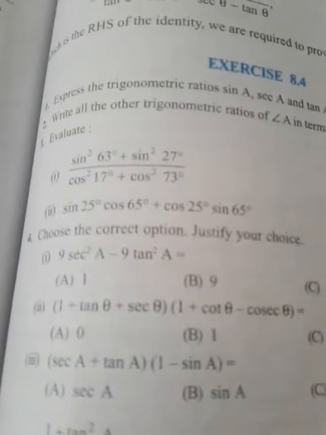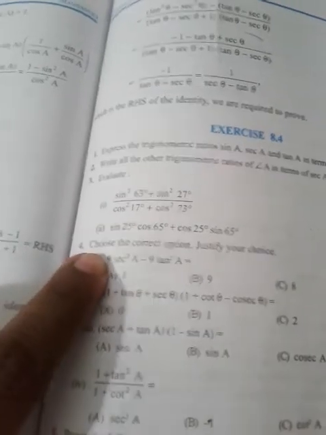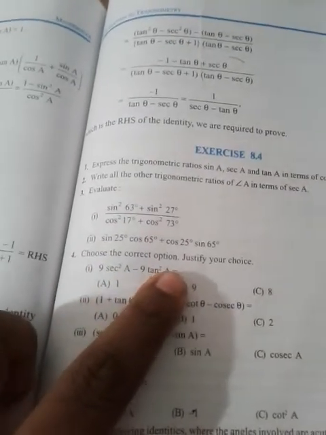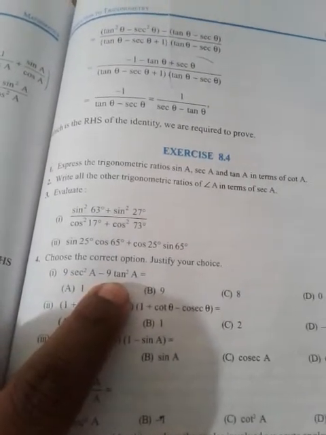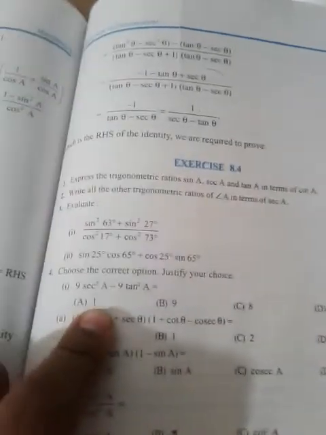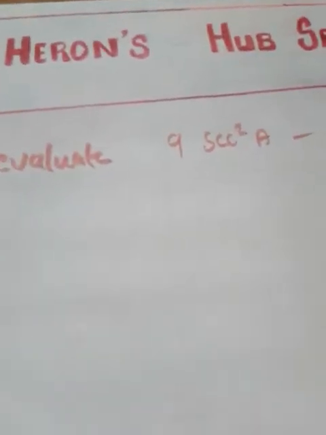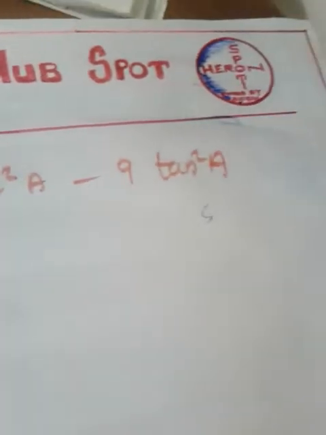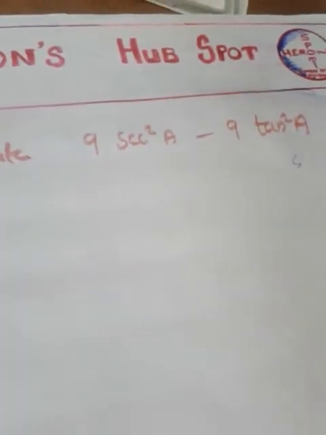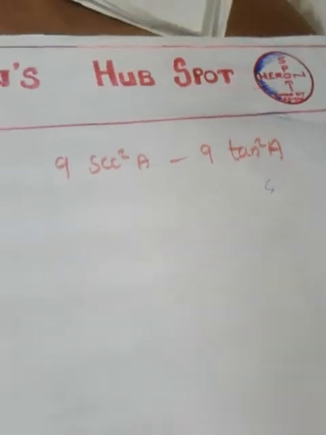See, our question is, I'm going to choose question number 4, because up to this question we have discussed in the last video, and now I am going to solve question number 4. Question number 4 is: choose the correct option and justify your answer. We have to find out the value of 9 sec square A minus 9 tan square A, and 4 options are given. We have to choose any one option from that. Okay, so I am going to change the question to evaluate 9 sec square A minus 9 tan square A. So what will be 9 sec square A minus 9 tan square A? That we are going to discuss, isn't it?